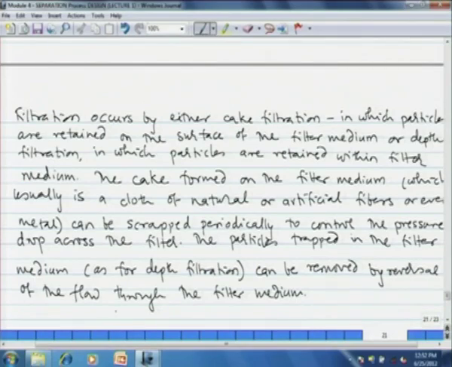Therefore, the pressure drop across the total filter, it could be a stacked filter with stacked pieces of the filter. The filter medium could be a cloth of natural or artificial fiber, or it could even be metal, and these filter media are basically enclosed in metal boundaries, or metal frames, and then these are stacked one after another to achieve as high separation as possible.